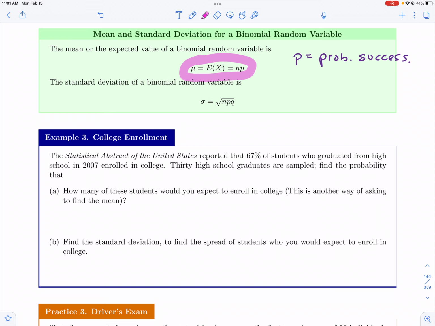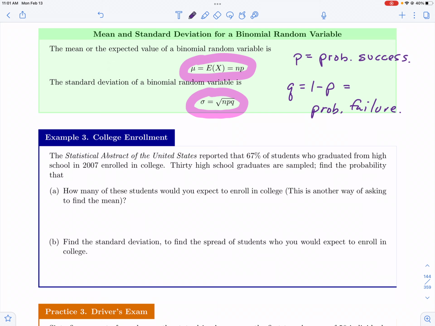And then for my standard deviation, I'm again going to take my number of people surveyed, multiply it by my probability of success, and then multiply that by the probability of failure. So our Q, remember, is our 1 minus P, which is our probability of failure. And then take the square root of that whole thing, and that's going to give us our standard deviation for this.